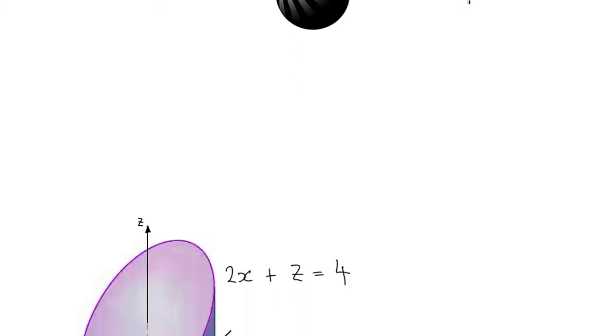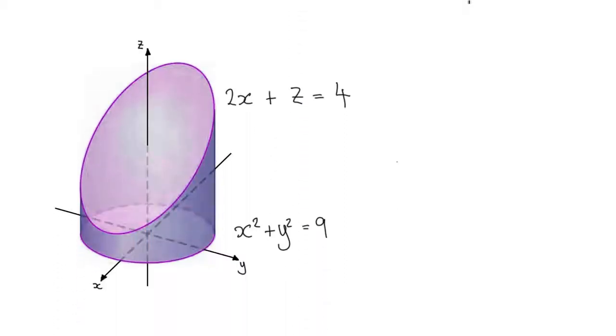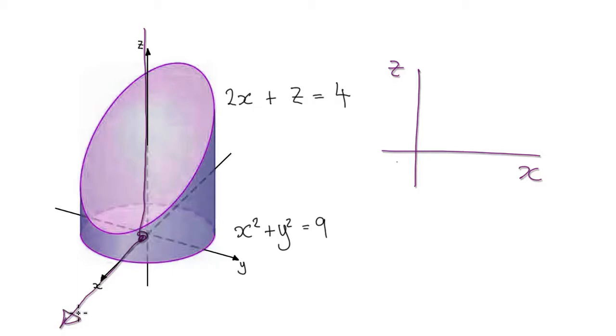In this video we're going to work out the volume of this cylinder that has been sliced across by this plane. So when you look at this plane, if you draw your ZX graph, it has an intercept of 4 and a gradient of -2, and this line here is really this line here.